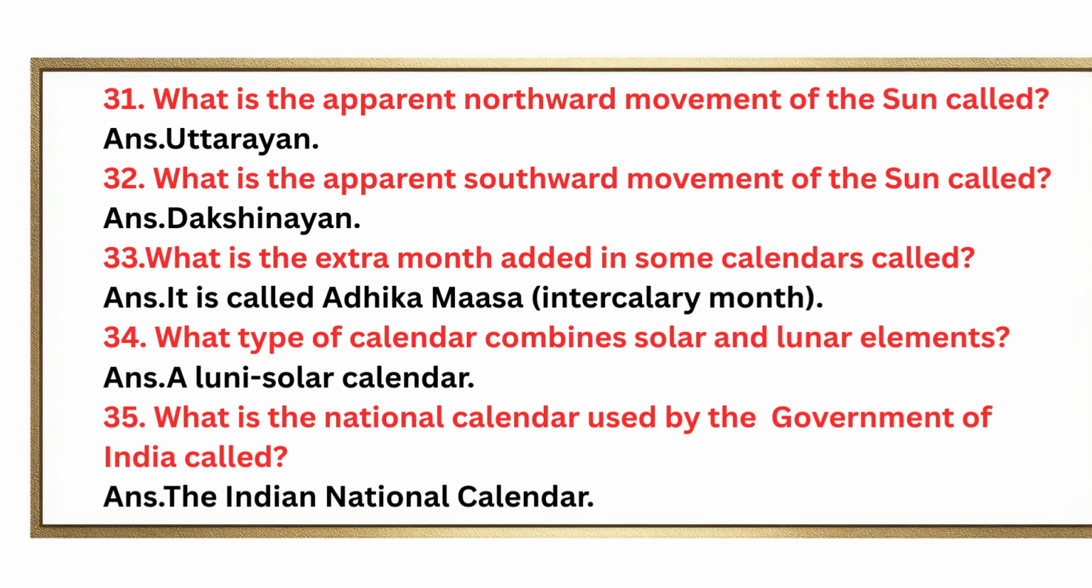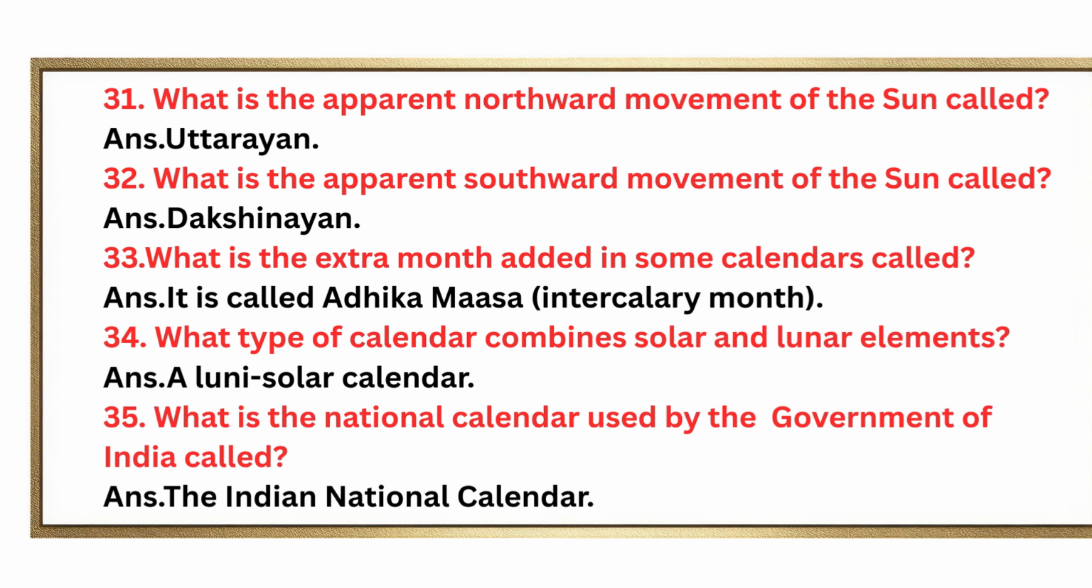Question number 31. What is the apparent northward movement of the sun called? Answer. Uttarayan. Question number 32. What is the apparent southward movement of the sun called? Answer. Dakshinayan. Question number 33. What is the extra month added in some calendars called? Answer. It is called Adhika Masa, that is intercalary month.